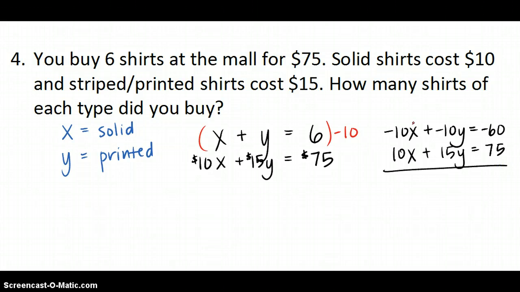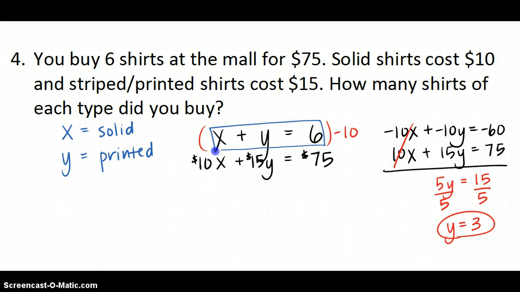So I'm not going to have any more x's. I'm going to have 5y equals 15. So if I divide, that means that I bought 3 printed shirts. Since we know that altogether there has to be 6 of them, if I bought 3 that were printed, I must have bought 3 that were solid, right? If you want, you can substitute y equals 3 into that first equation, and then you get 6 minus 3, which is 3.